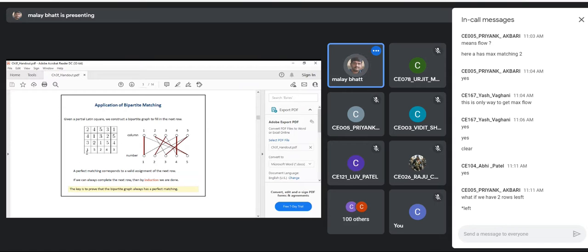Because one last row is left. Only one last row is left, so it is a 1 regular bipartite graph. Every node is connected with only one node. Is it clear? So initially it is a 5 regular bipartite graph, then it becomes 4 regular, then 3 regular, then 2 regular, and finally 1 regular bipartite graph.